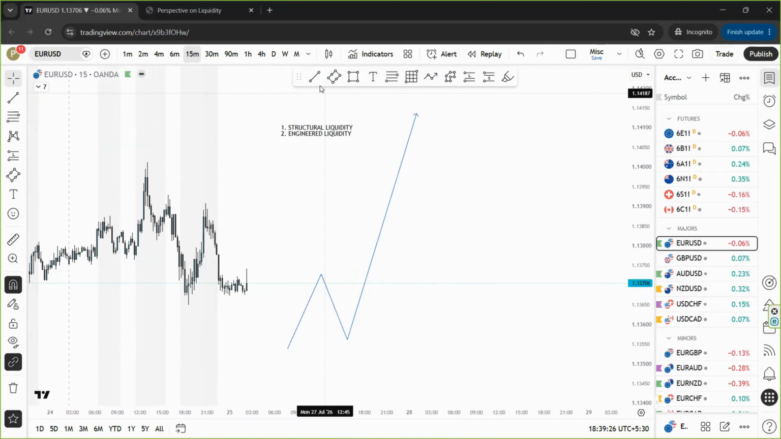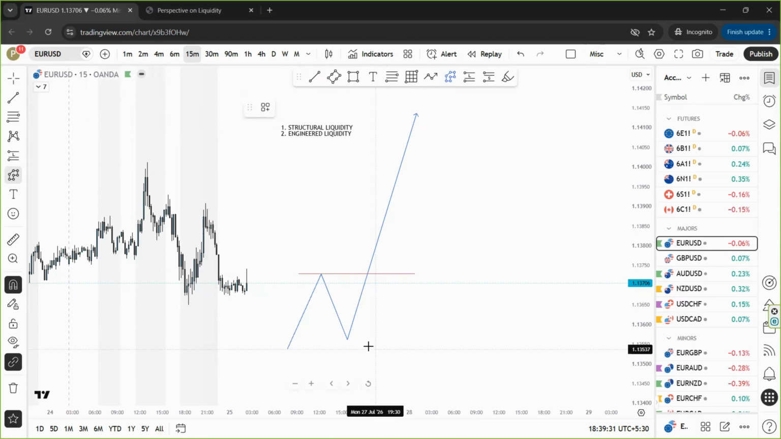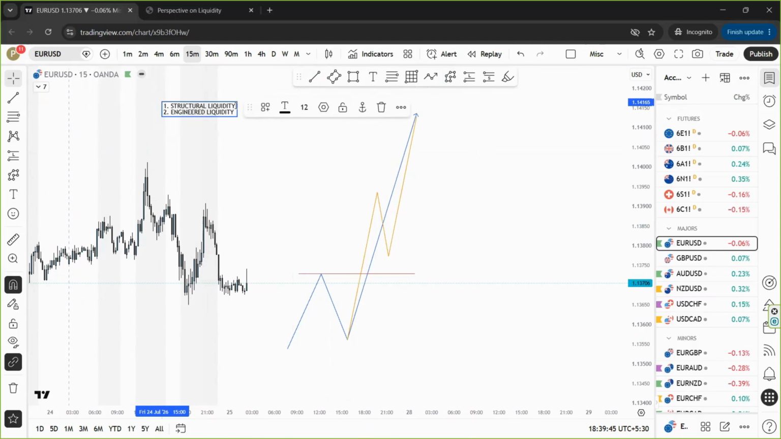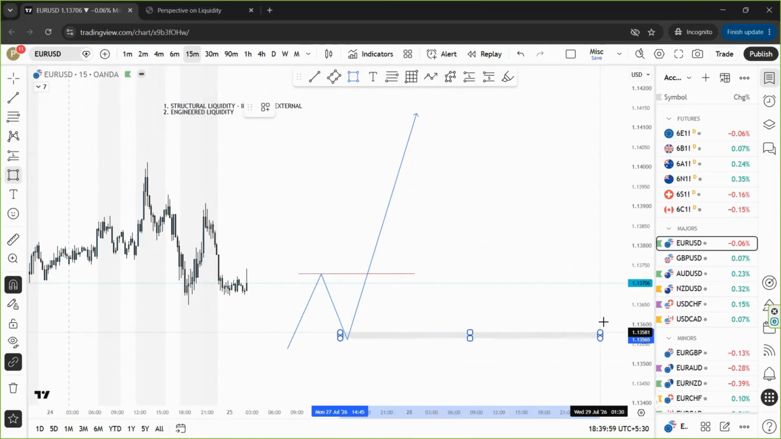And here you can actually have two different forms. The first is internal liquidity, which means this is formed before the breakout structure. So this would be an internal liquidity. And the other would be an external liquidity, something like this. So when we consider structural liquidity, we have two, which is internal and external.